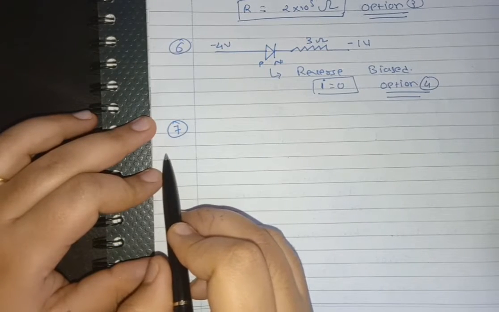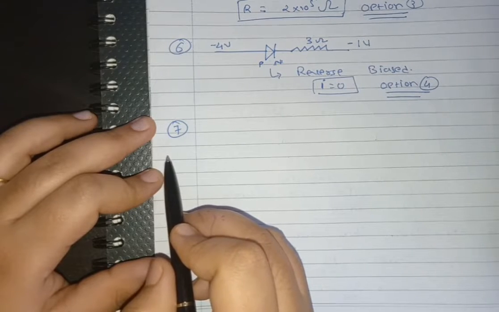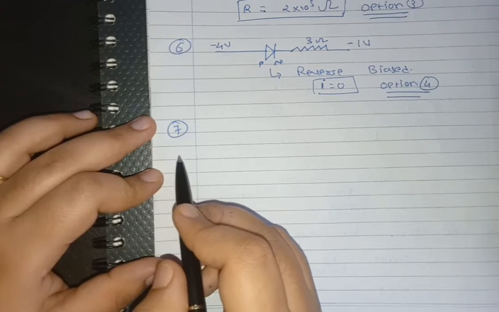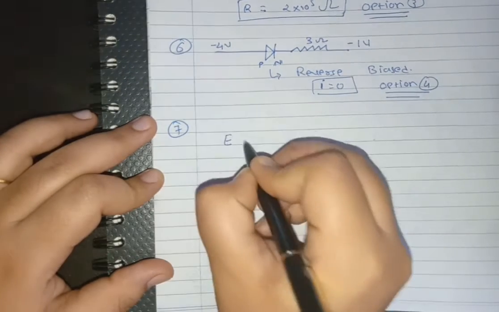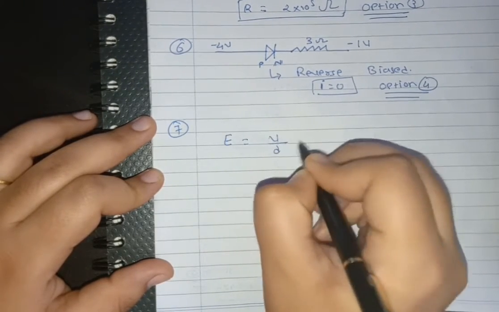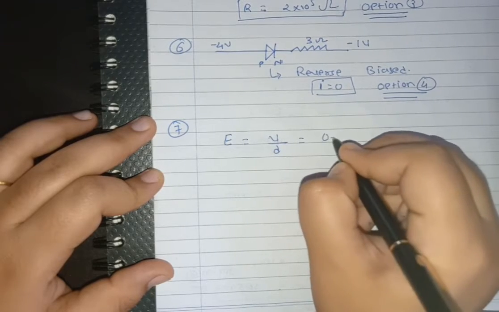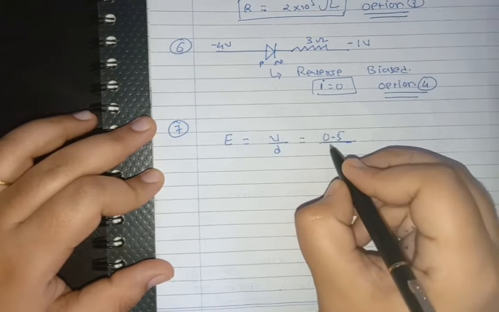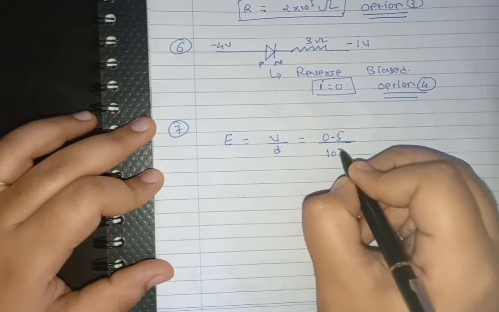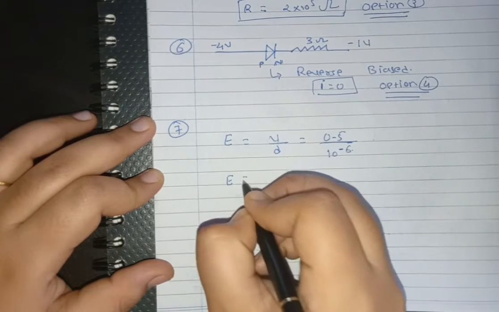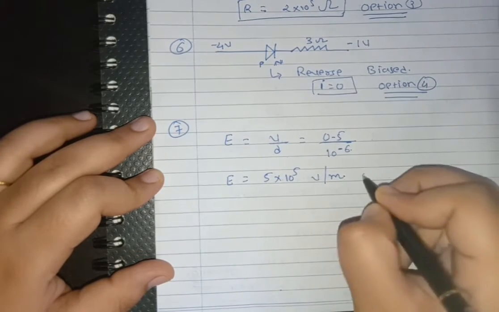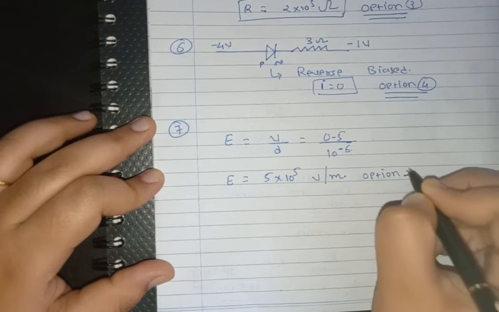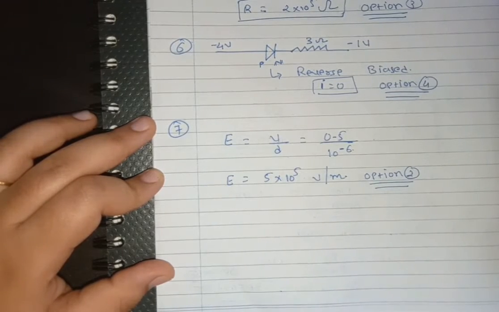In question number 7, a potential barrier of 0.5 volt exists across a PN junction. The width of depletion region is 10 power minus 6 meter. We want to find the intensity of electric field. Electric field is given by V by D. The potential difference is 0.5 volt and the width of depletion region is 10 power minus 6. So electric field will be 5 into 10 power 5 volt per meter. So option 2 is correct option.